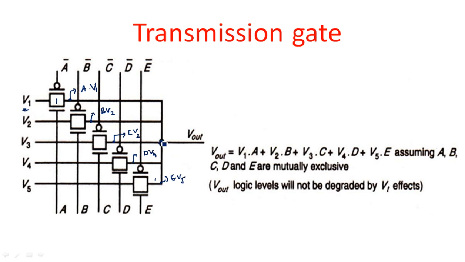So when you combine all these at this particular point, it appears as V1A plus V2B plus V3C plus V4D plus V5E, assuming A, B, C, D, E are mutually exclusive. So the V out logic levels will not be degraded by any threshold voltage effects because of the transmission gates. This is the advantage of the transmission gate over pass transistor logic. Okay, thank you.